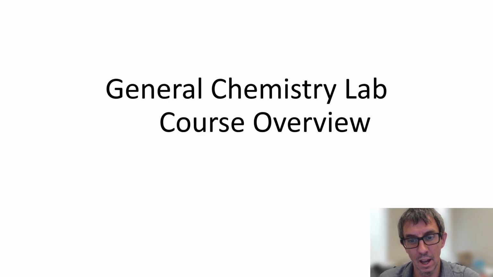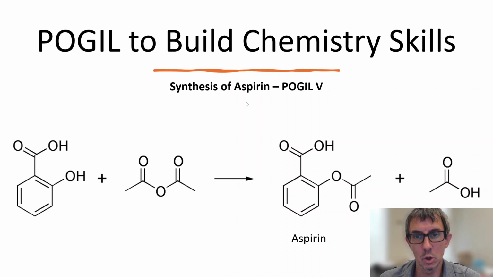My name is Colin, and I help to oversee this course, and we're really excited to work with you this upcoming semester. So this semester, we're doing something a little bit differently. We're using an education technique called POGL to build up your chemistry skills over the first 5 weeks of the course, such that by the 5th week of the course, we're going to synthesize aspirin. This is aspirin right here. To a chemist, this says salicylic acid plus acetic anhydride yields aspirin.